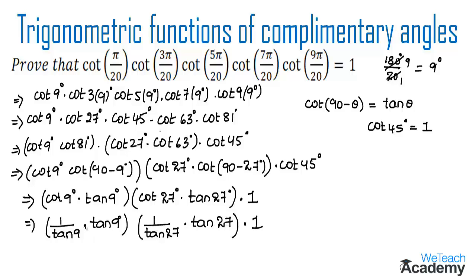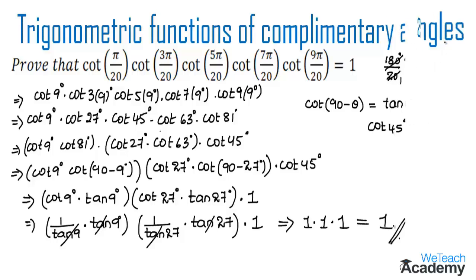Here tan 9 in the denominator and tan 9 in the numerator get cancelled, and similarly tan 27 in the denominator and tan 27 in the numerator get cancelled. That implies we are left with 1 into 1 into 1, which is equal to 1. This is the value on the RHS. Hence we prove that cot π/20 into cot 3π/20 and so on up to cot 9π/20 is equal to 1.